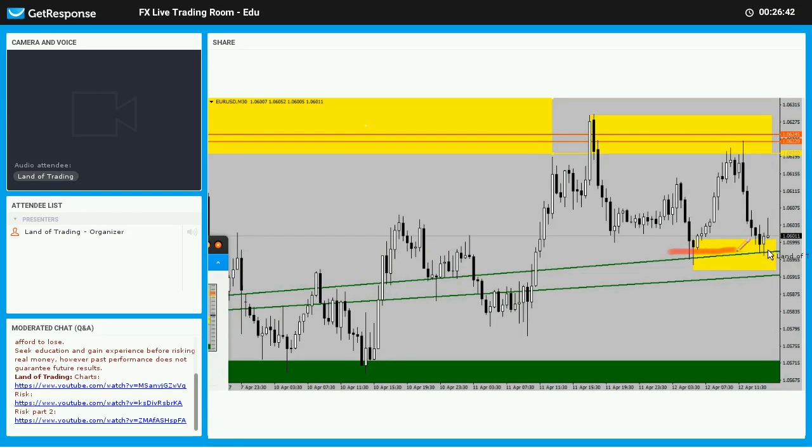Okay, and we are reacting here because of the trend line from the daily chart. So looks like there is some kind of the demand visible here. Okay, but please check one thing.